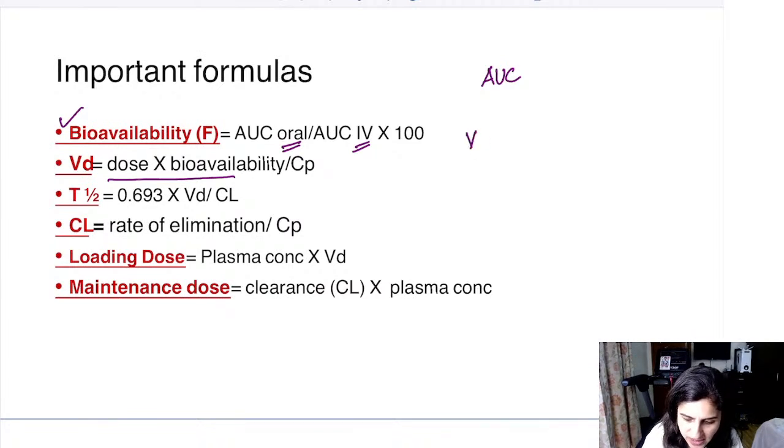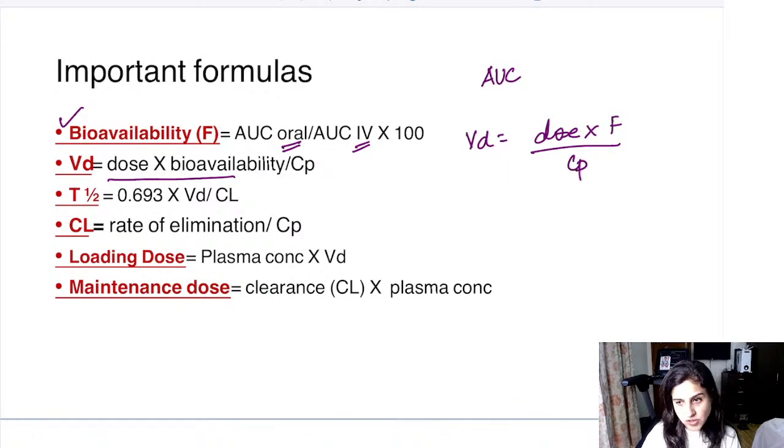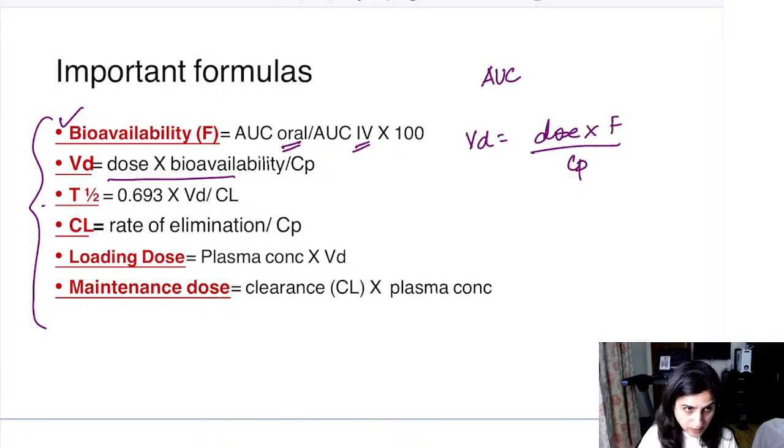For volume of distribution, for example, you may be given the dose and the bioavailability. You just have to put the values in and divide by the plasma concentration. Okay, that is what you do. For half-life, maybe the volume of distribution is given, clearance is given, and you just have to substitute. So all these are important. You can take a snapshot, and these are important formulas which you must know from general pharmacology, pharmacokinetics basically. They are very important formulas, and either they ask you as such, what does half-life depend on, what does loading dose depend on, what does maintenance dose depend on. Only if you know the formula can you answer what they depend on, right? So you can take this.